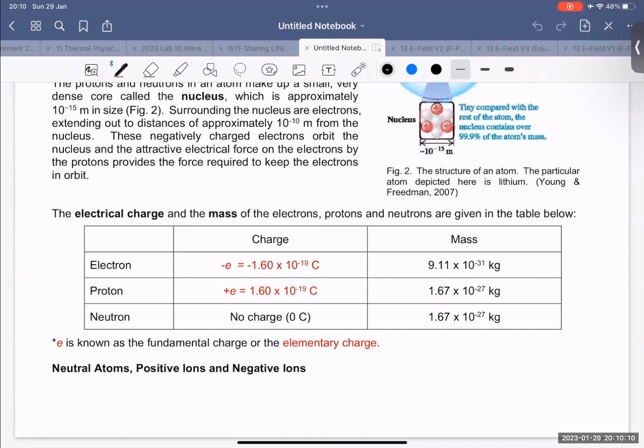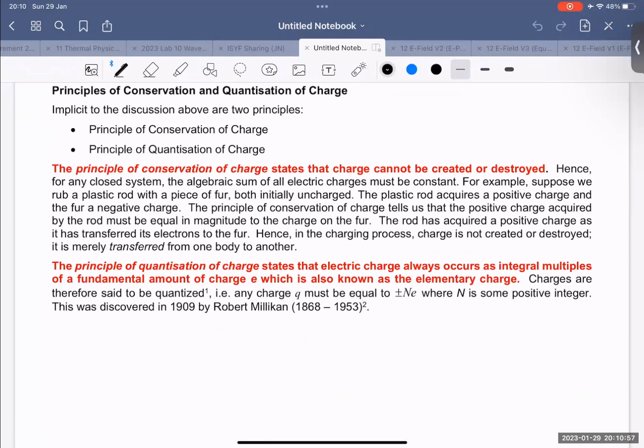E is the fundamental charge or the elementary charge. The charge of an electron is minus E. The charge of a proton is plus E. So there are two things that we need to know about conservation and quantization of charge. Conservation of charge means that charges cannot be created or destroyed. Quantization of charge means that the electric charge always occurs as integral multiples of the elementary charge.